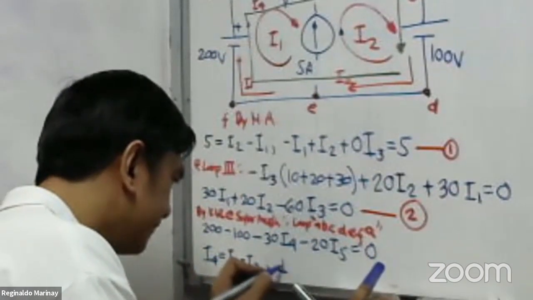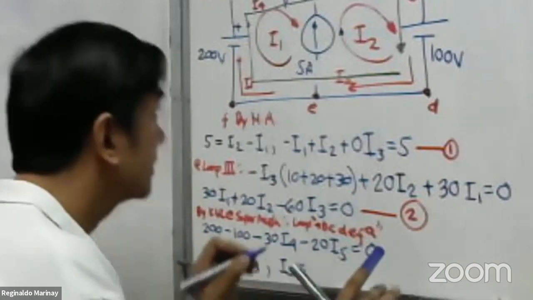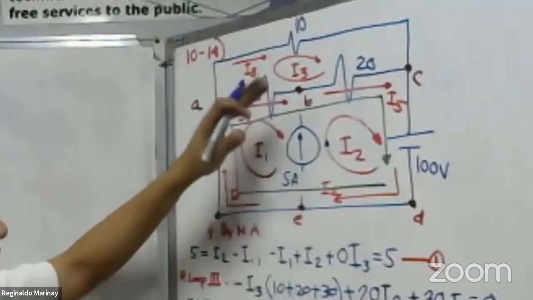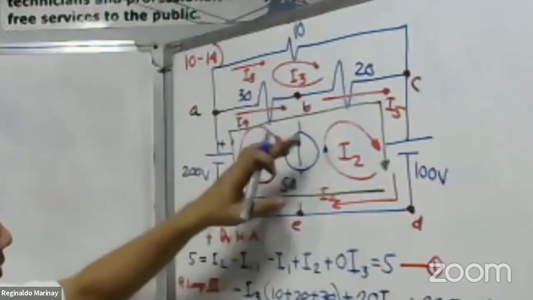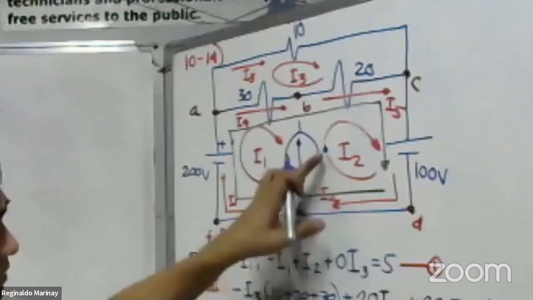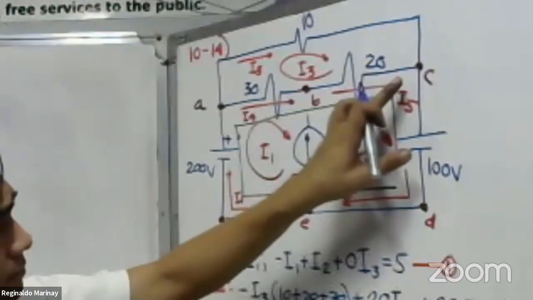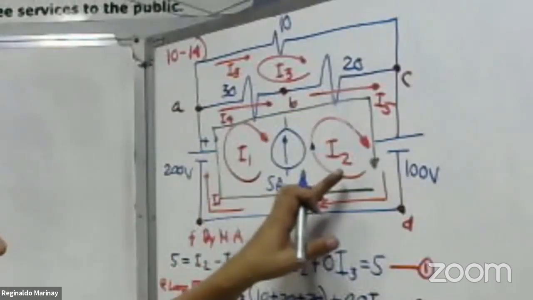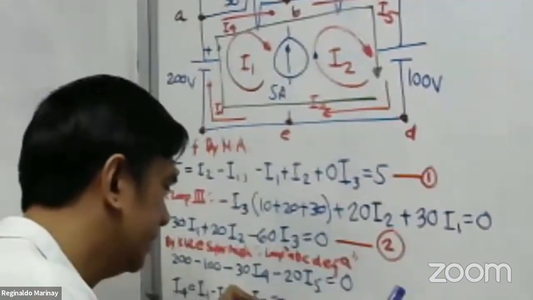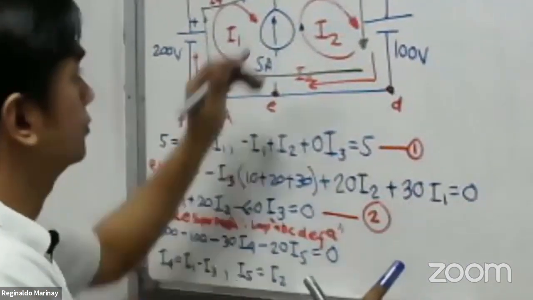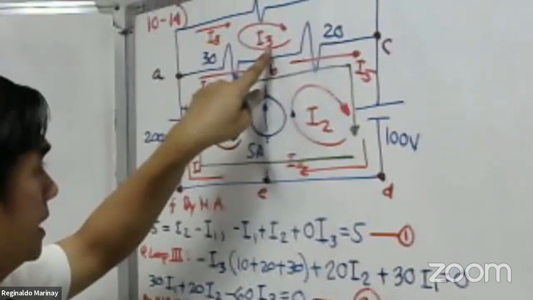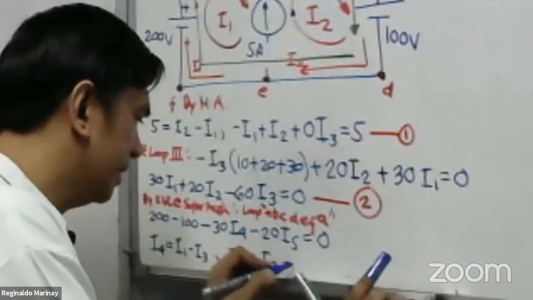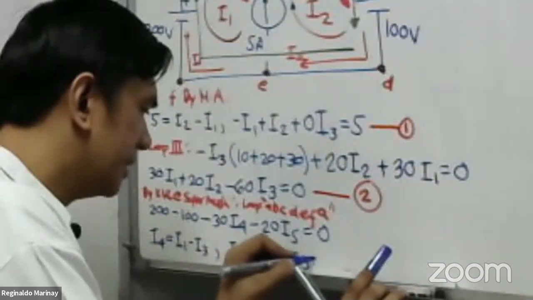What about our I5, guys? Take a look here at our I5. This is assuming you consider our I sub 2 here. This is going to the right. This is also going to the right. So I2 is to the right also. So therefore, that is equal to I2. Then what about our I3? That's going to the left if you are to trace. Going to the left. So therefore, that is minus I sub 3. That will be equal to 0.